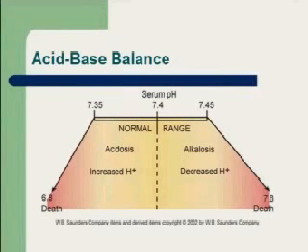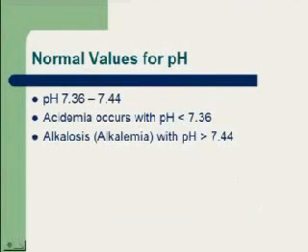Now in extremes, and as you can see by the illustration, a pH of 6.8 ultimately results in death, and a pH greater than 7.8 ultimately leads to death as well. So it's a very narrow range the human body has to exist in.